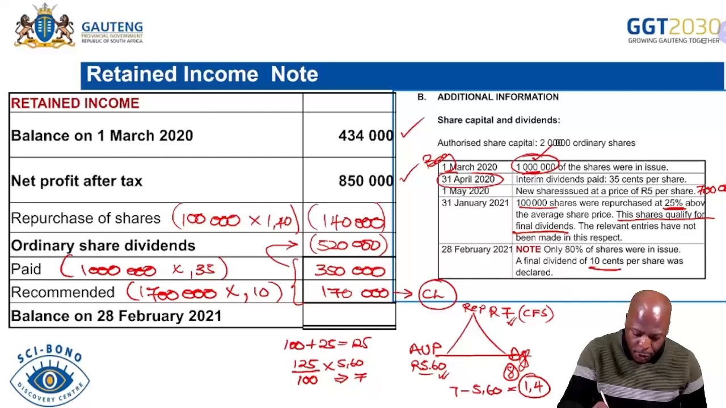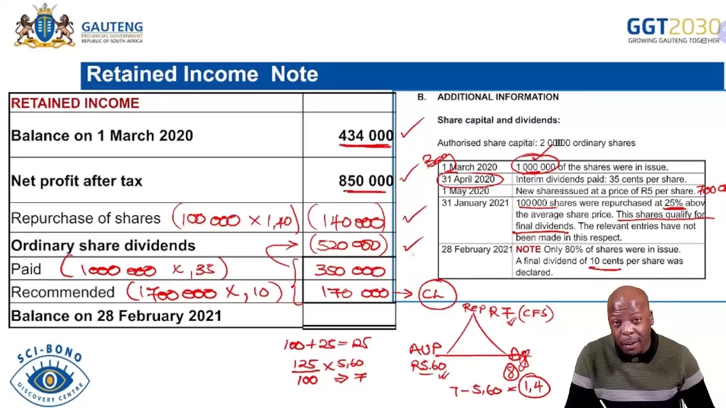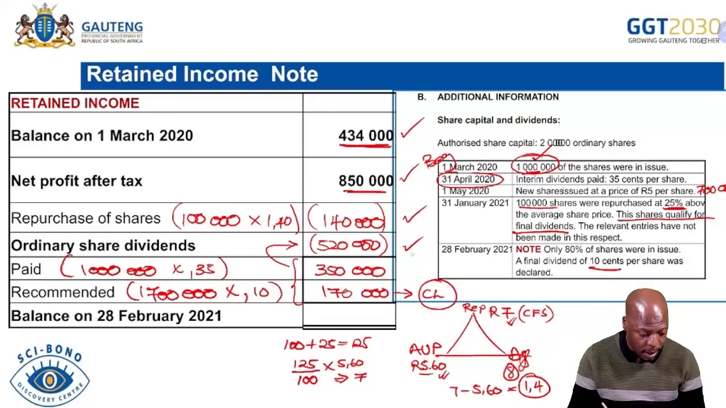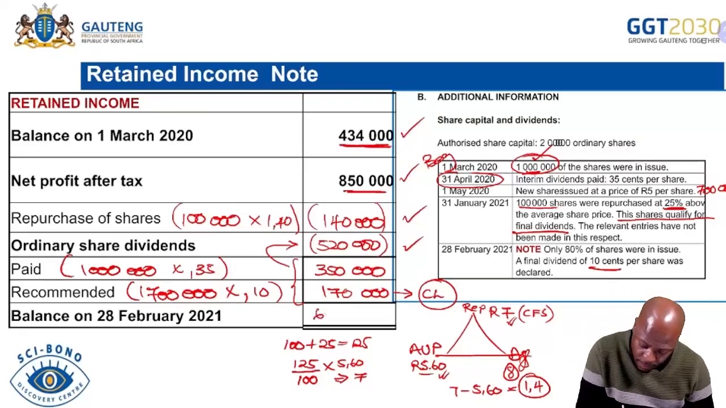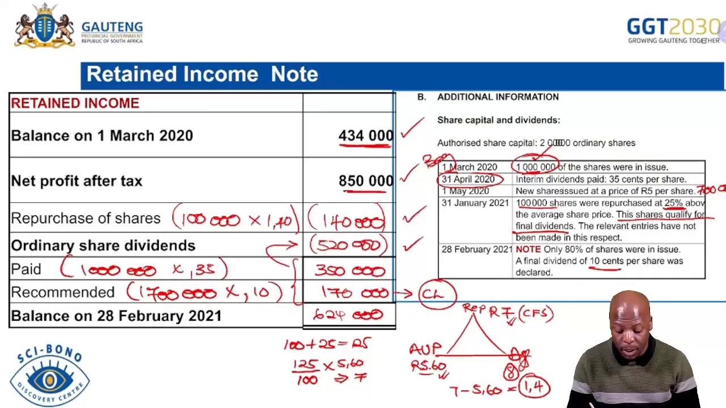And then once you are now going down, you're going to say your 434,000 plus your 850,000 minus 140,000 minus the 520,000. When you do this, it should give us at the end 624,000. You see, we were getting the information and we were putting it. It is very important that you understand. Here is the key aspect.